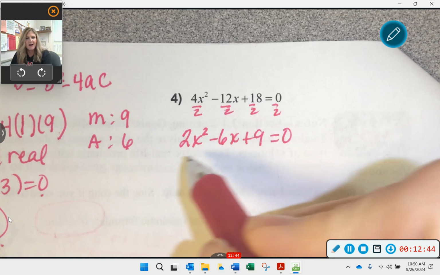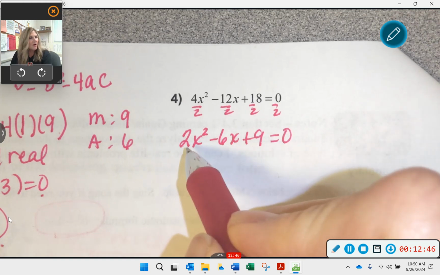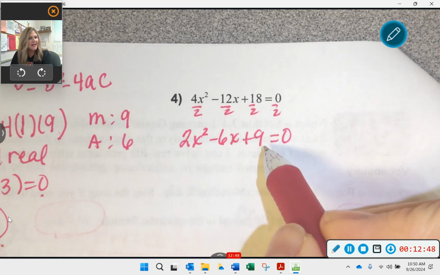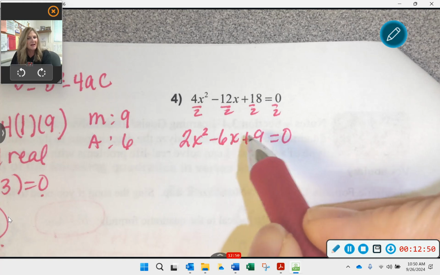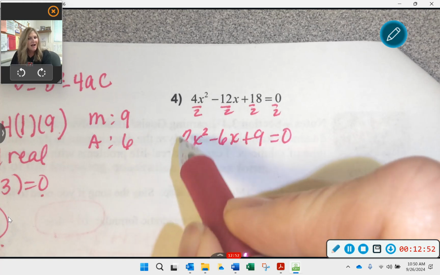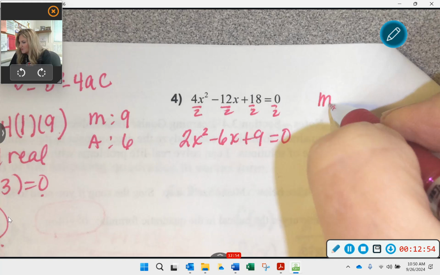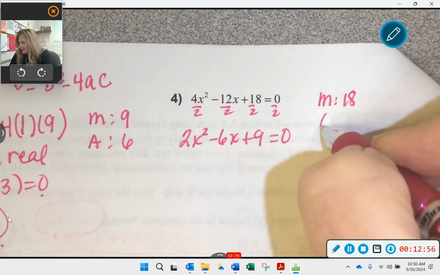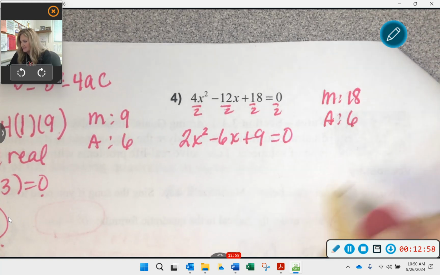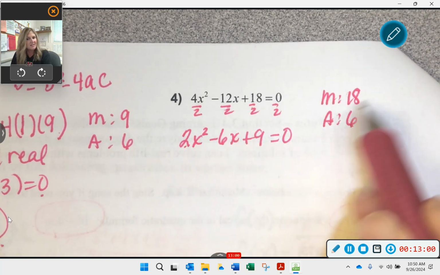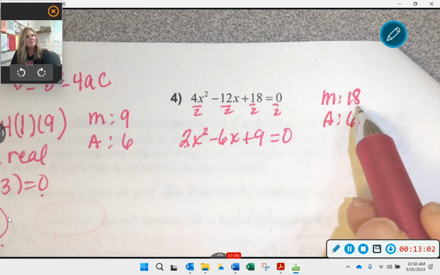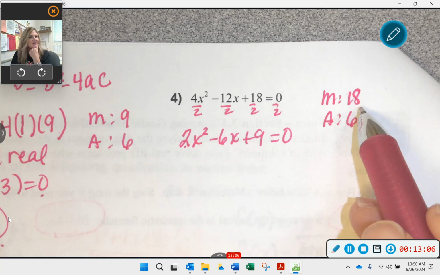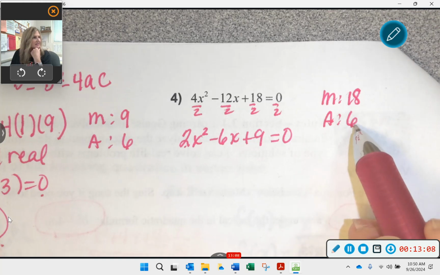All right, let's check it out. This has a coefficient here. So I can't just say, are there numbers that multiply to be 9 and add to be 6? I have to say, are there numbers that multiply to be 18 and add to be 6? Because I have to do 2 times 9. Numbers that multiply to be 18. 1 and 18, 2 and 9, 3 and 6. Do any of those add to be 6?